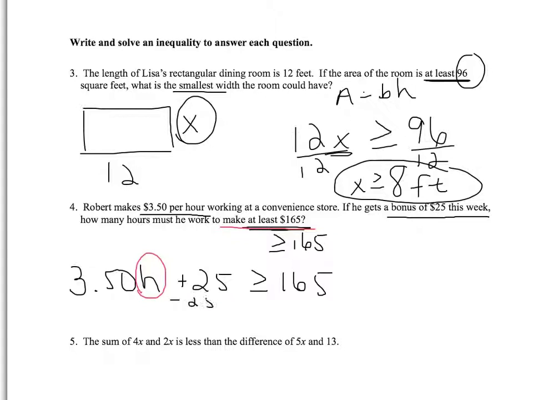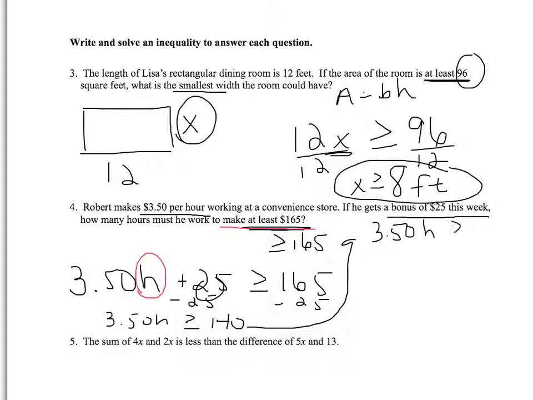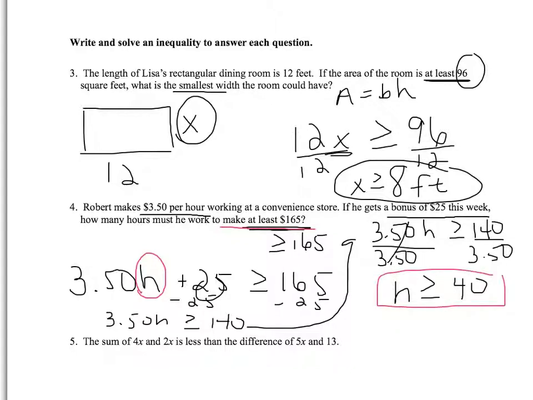Now we can simply solve for H. I'm going to subtract 25 from both sides, and now I'm just left with 3.50 H is greater than or equal to 140. To solve for H, divide both sides by 3.50. So now I just have H is greater than or equal to 40. So he must work at least 40 hours if he wants to make at least $165.